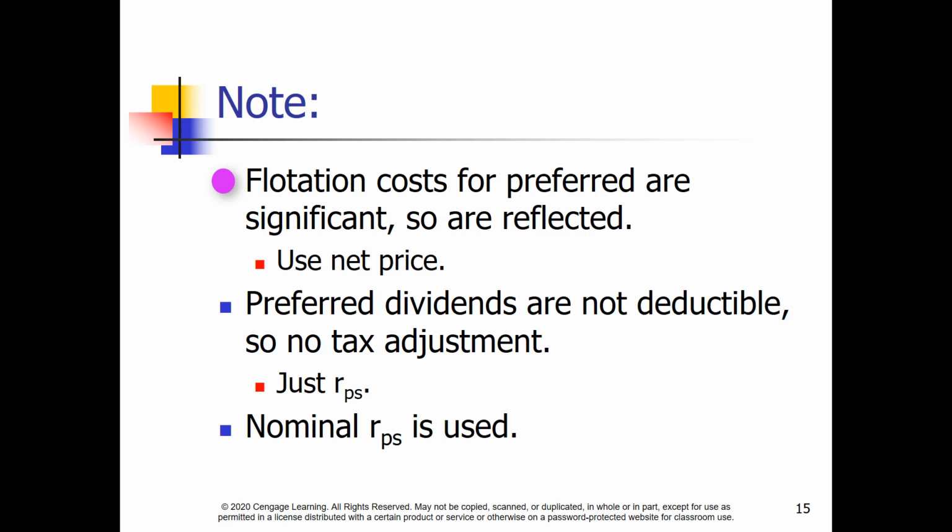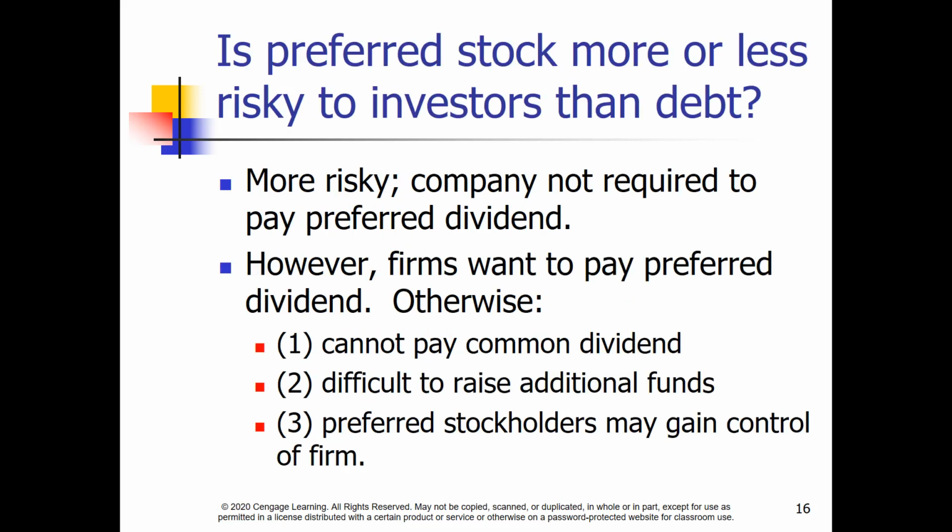Flotation costs on equity, common and preferred, are typically significant and should be considered. There's no adjustment for taxes on preferred returns. We arrived at a pre-tax cost of debt of 10%, 7.5% after tax, and a 9% cost of preferred.